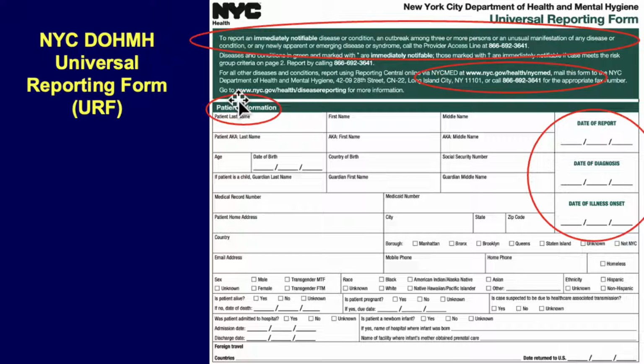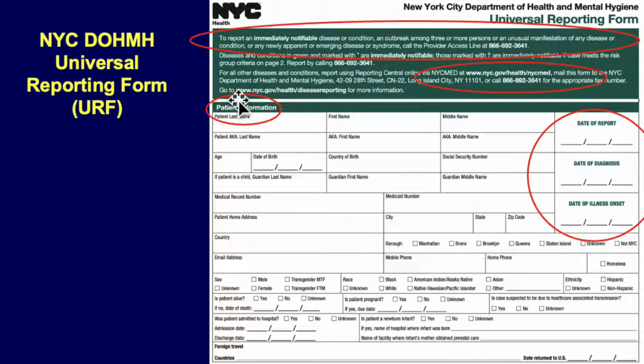So here's an example of a form that providers use to report a notifiable event to the New York City Health Department. It's called a universal reporting form because it's possible to report different notifiable conditions and events using this form. It's not specific to any one condition.